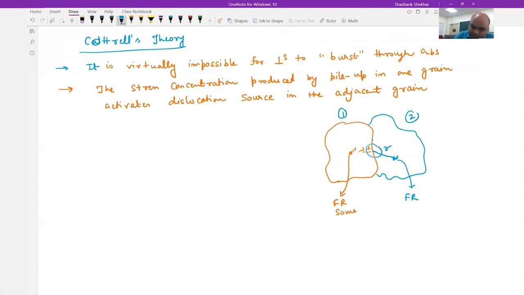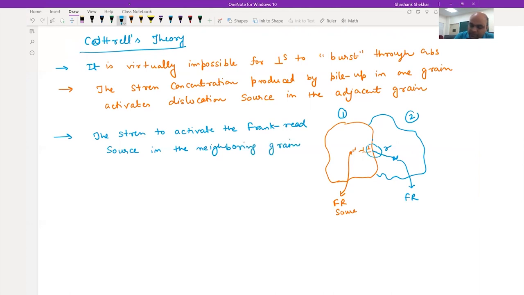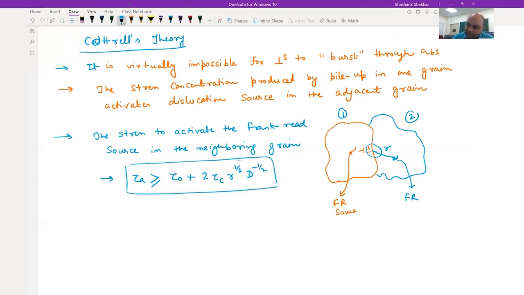Okay. So the stress to activate the Frank-Read source in the neighboring grain. This was given by Cottrell. Okay, tau A should be greater than or equal to tau naught plus 2 tau C R to the power half D to the power minus half. So almost similar to what we just saw. Instead, you have this term here, but it is also related to the diameter of the grain.